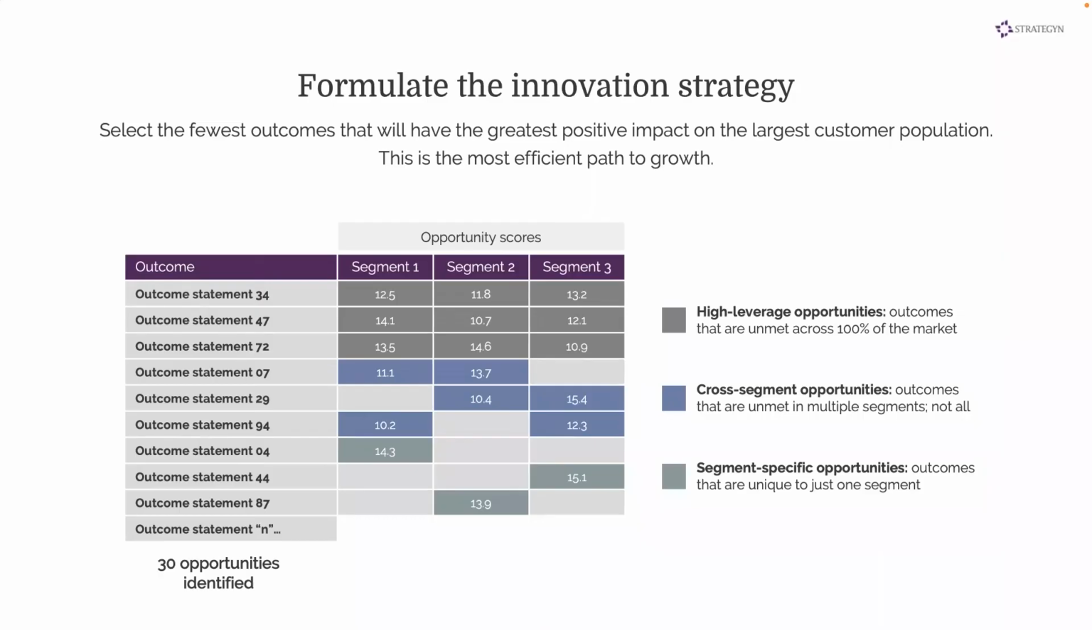Once you've addressed all those high leverage opportunities, you can move on to the cross segment opportunities, where you look for needs that are unmet across two or more of the segments. Beyond that, we can look at segment-specific opportunities, outcomes that are underserved in just one of the segments. What this allows you to do is lay out that most efficient path to growth, vertically and horizontally. You can do this across segments. You can do this within a segment.